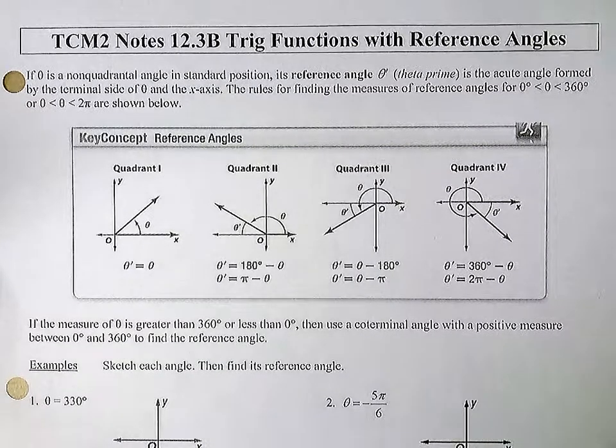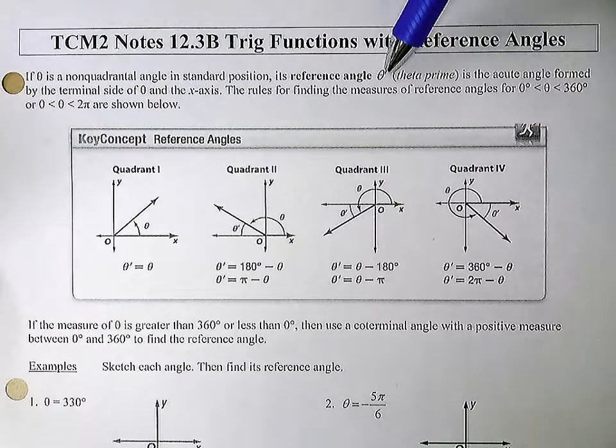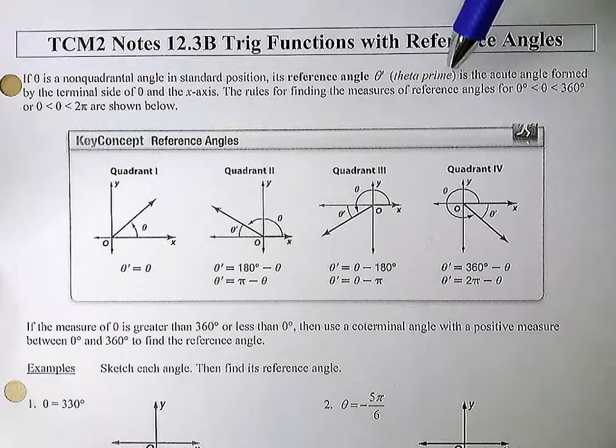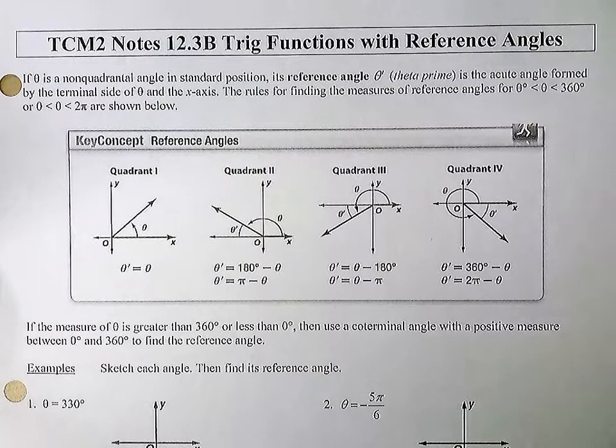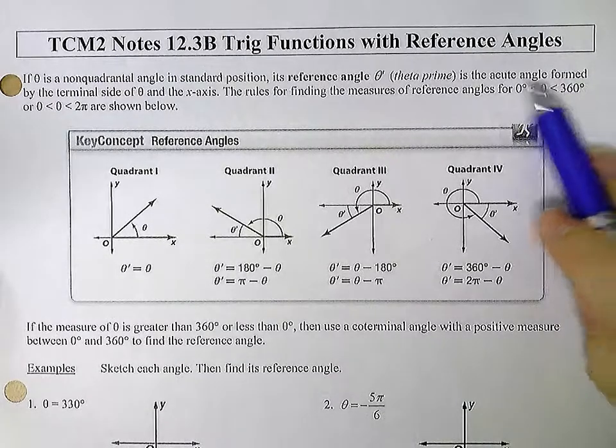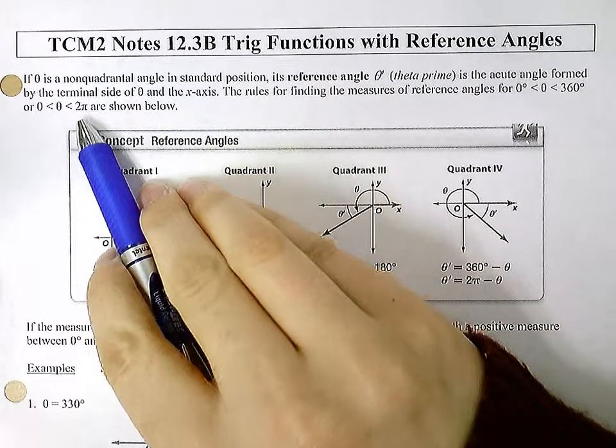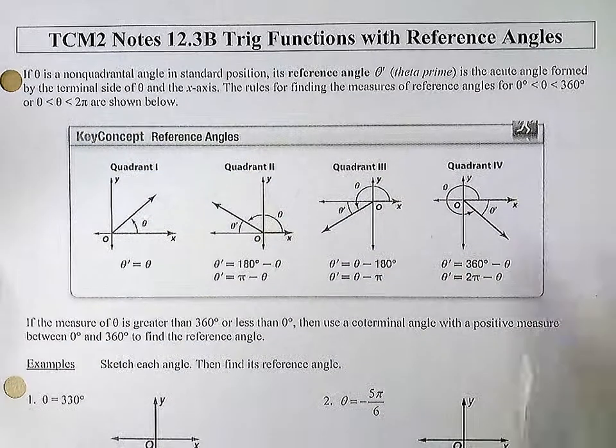Alright, so if theta is a non-quadrantal angle in standard position, its reference angle, theta prime, that's what this little apostrophe means, it's a prime, is the acute angle formed by the terminal side of theta and the x-axis. The rules for finding the measures of reference angles for theta between 0 and 360 degrees or theta between 0 and 2 pi are shown below. Again, these ones are in degrees, these ones are in radians. Okay, so 2 pi radians is the same as 360 degrees. And we did go over that before you guys left.